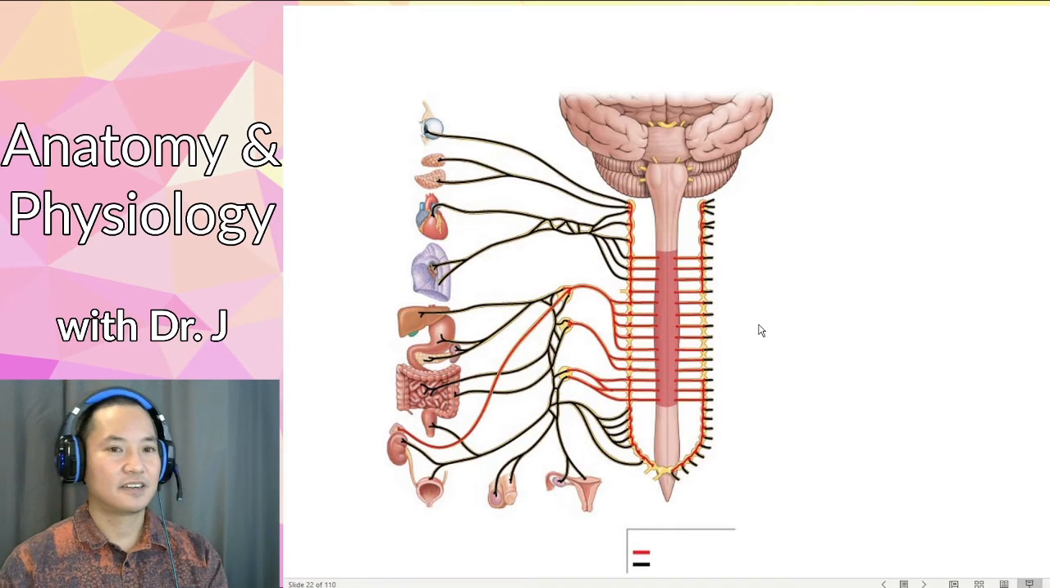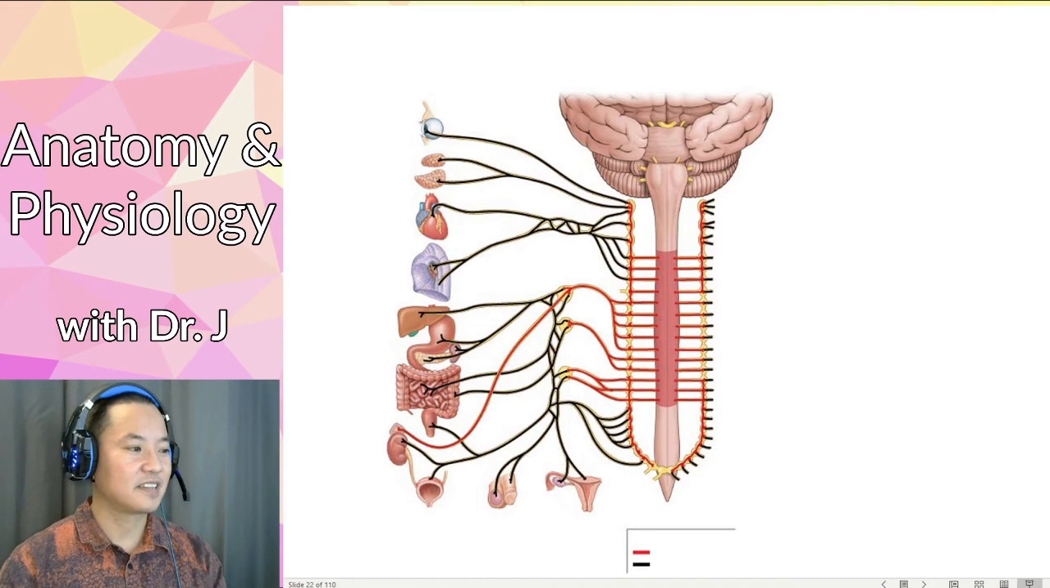So back to our sympathetic nervous system. Notice that all these ganglia are very close to the spinal cord. Why? Again, the preganglionic fibers are relatively short compared to the parasympathetic nervous system.